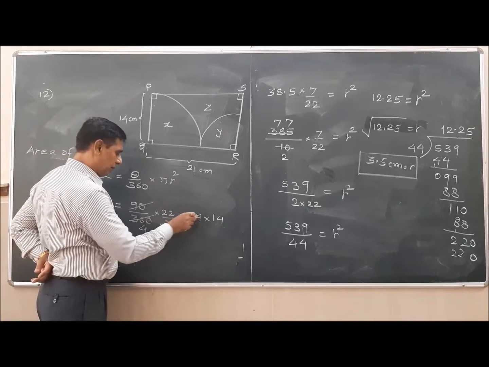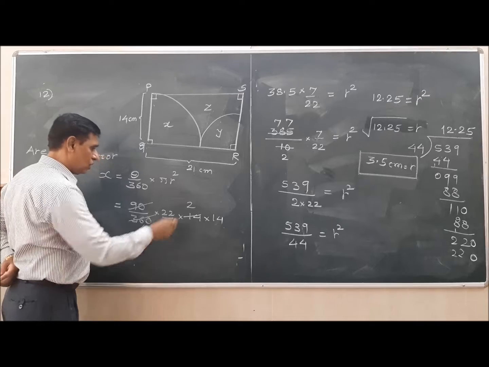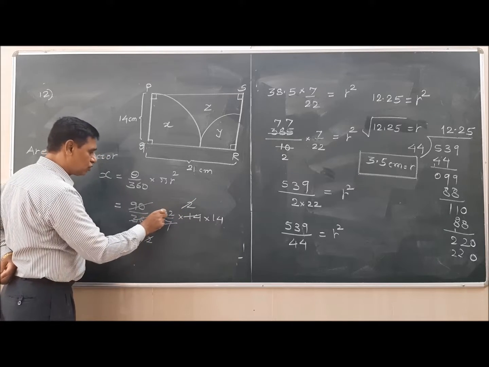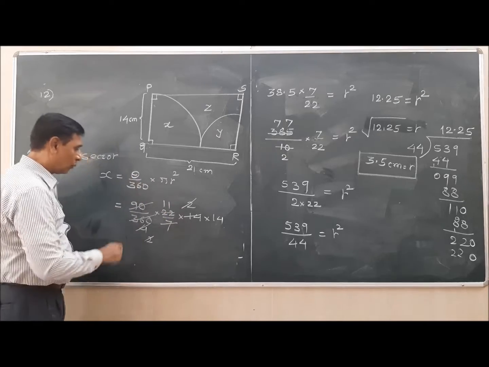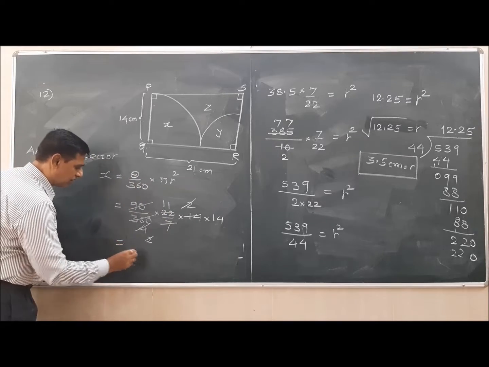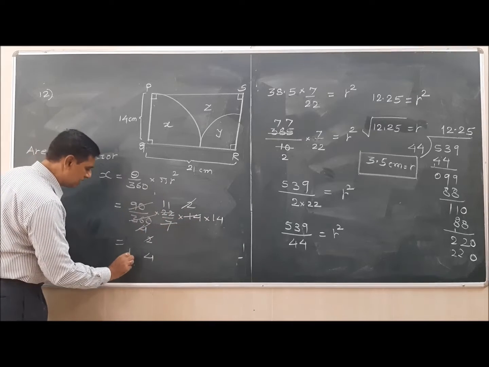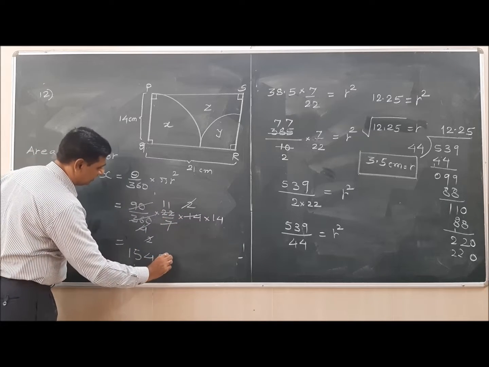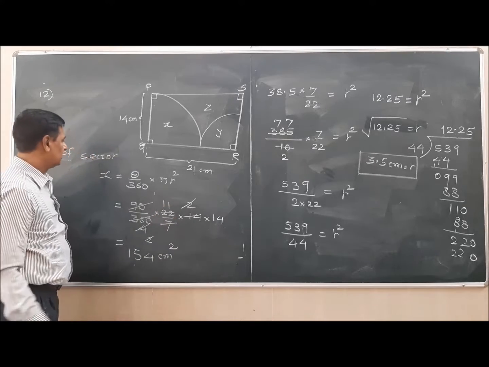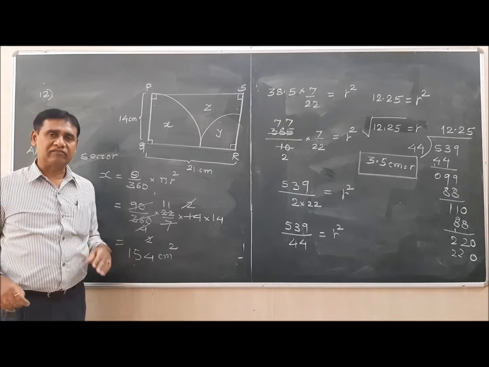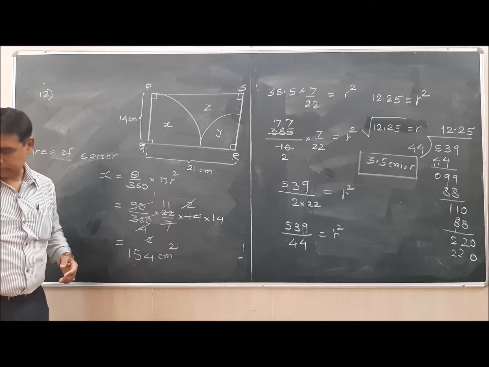7 2s are 14. 2 2s are 4. Here we will get 2 1s are 2. 2 1s are 2. So 14 1s are 14. Carry 1. 14 1s are 14 plus 1 is 15. So this is how I obtain the value of sector X as 154 square centimeter.